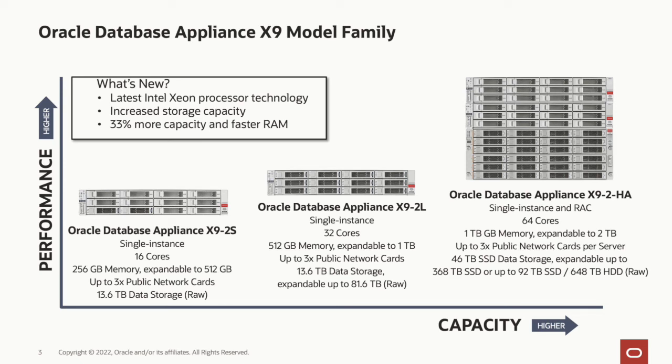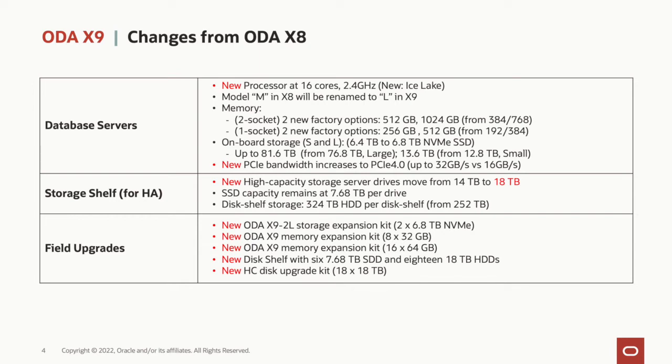So first, the Oracle Database Appliance X9 family. We have the three models that we usually have, a small. Notice that the one in the middle is no longer a medium. We changed it to a large. And the last one is the HA. And in that box, top left, you see what is new. We're using the latest Intel processor technology, capacity increase a bit in some configurations. Memory is now more, but in the next slide we detail more what are the changes from the ODA X8 to the X9.